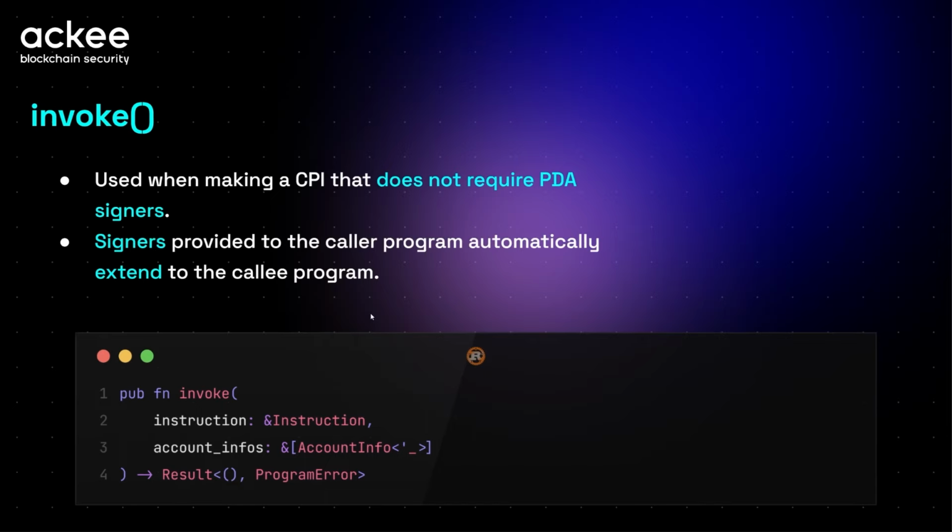And once again, signers provided to the caller program automatically extend to the callee program. So if you check in the program A whether the user signed the transaction, this flag will be marked as true. And if you do the same in the program B, then again, this will be marked as true. It might have some security considerations because signatures add some kind of privilege to do some operations. So you need to be aware of this.